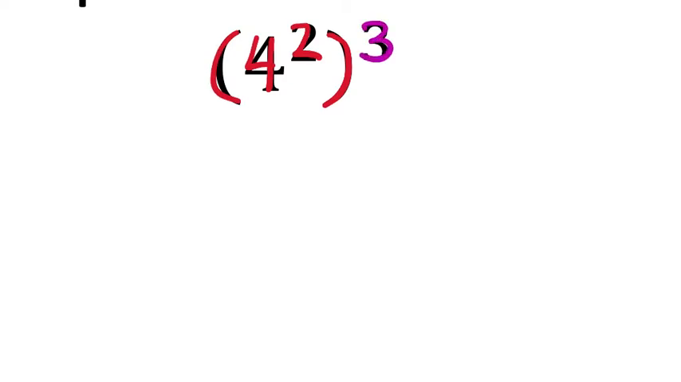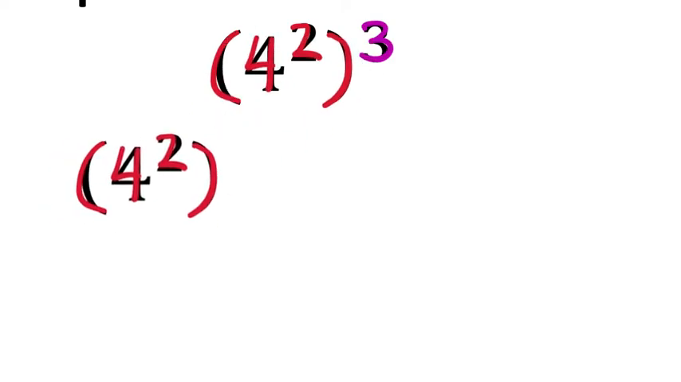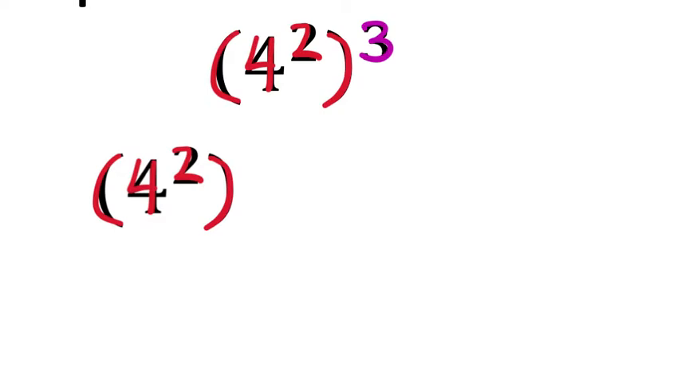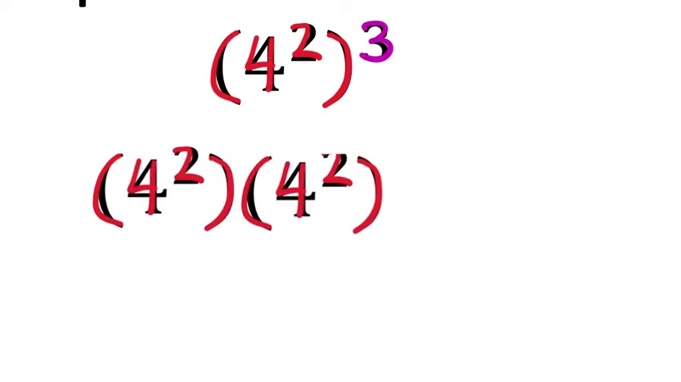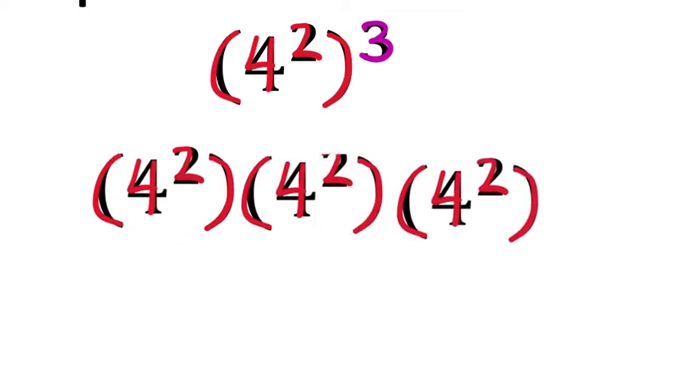But the 3 exponent here in purple tells us that we have 3 of these parentheses being multiplied together. So I can take those parentheses this way, and I can pretty much just duplicate it 3 times, like this. And these would all be multiplied. Okay, so again, we see that we have 1, 2, 3 of these because of the exponent 3 on the outside of that parentheses.